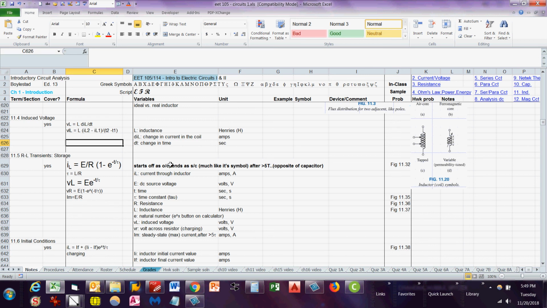And the rest, all the variables are defined right here. A lot of them you're familiar with. Tau is, again, different for the RL circuit. For the RC circuit, it was just R times C. Now it's L divided by R. And all these other numbers you're pretty much familiar with.